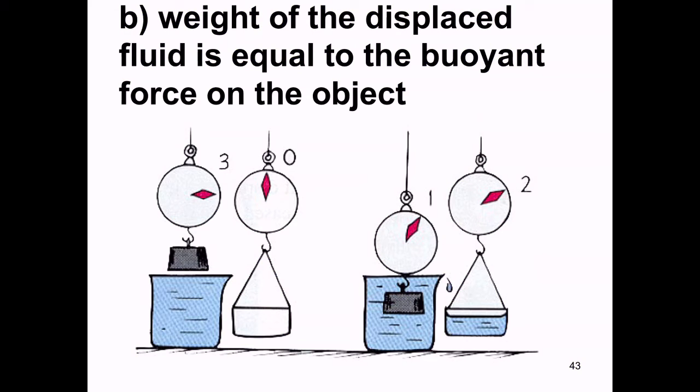The weight of the displaced fluid is equal to the buoyant force on the object. So here's another example. There are 2 pictures here. On the left-hand side, some object on a scale weighs 3 units. It's hanging in the air. You see the vessel full of liquid below.